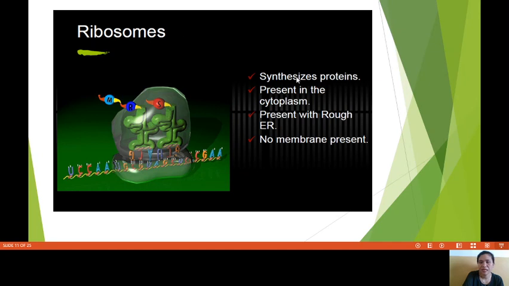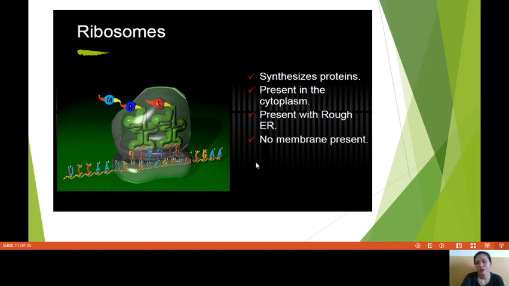Ribosomes synthesize proteins. Protein is like a nutrient. Guys, protein is very important because it is needed by our DNA. That's why it's important for the nucleus, because again, protein is needed by the DNA, which is the one that has the information that we need to live.